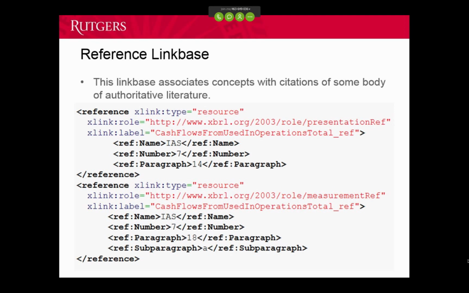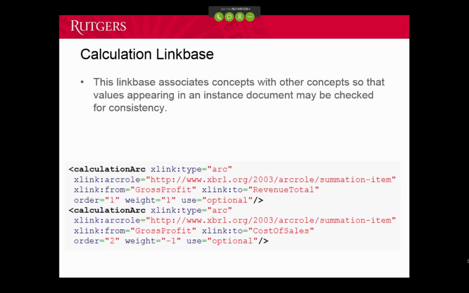Calculation link base. Remember the link bases are like separate XBRL documents, and they describe the concepts. So the calculation link base will link concepts together, like gross profit and total revenue, and it will tell you how they relate to each other. Maybe one is part of the other, right? So there's some sort of ordering and weighting, and you say it's a summation item. Another part of gross profit could be cost of sales, and it's also a summation item, but since the weight is negative, it has a different relationship than total revenue does. Okay, and its order is number 2.